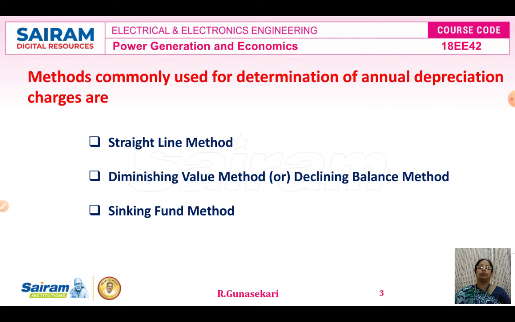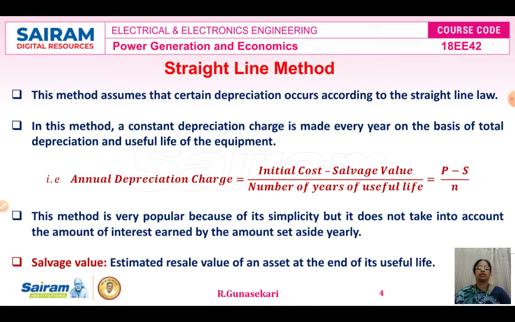Now we study the three methods which are used to determine the annual depreciation charges of the power plant. The first method is the straight line method, the second one is the diminishing value method or declining balance method, the third one is the sinking fund method. First, we study the straight line method.